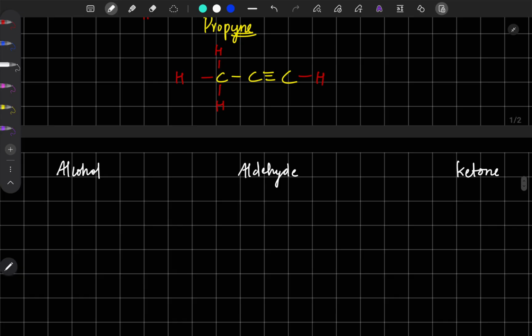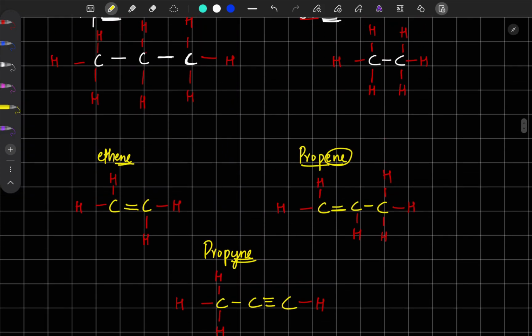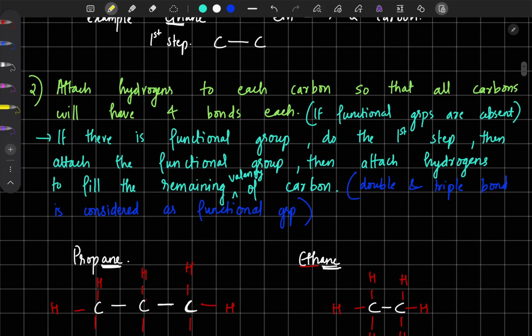Alcohol, so one example of alcohol can be methanol. Methanol is an alcohol, right? Okay, now to draw the structure. Meth means what? Only 1 carbon atom, so you draw the one carbon atom. If there is only 1 carbon, you don't have to attach anything in a straight chain. So first step is done. Second step, if there is a functional group, do the first step that we have done, then attach the functional group.